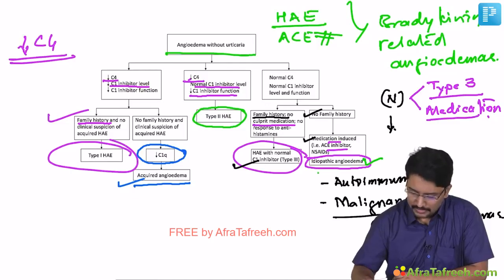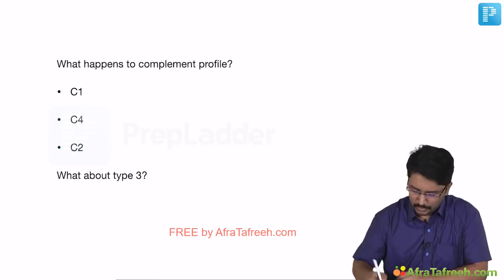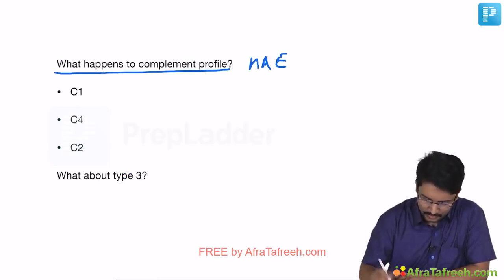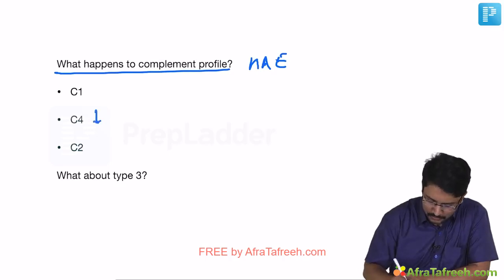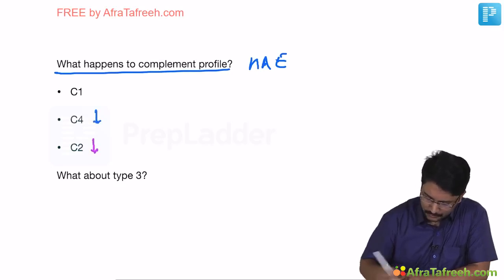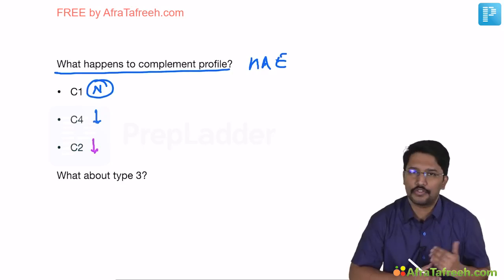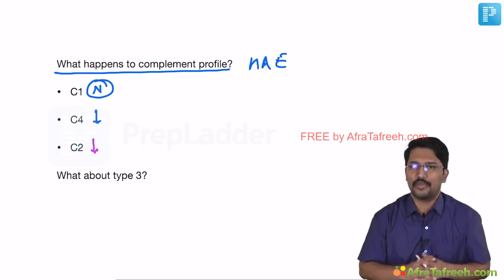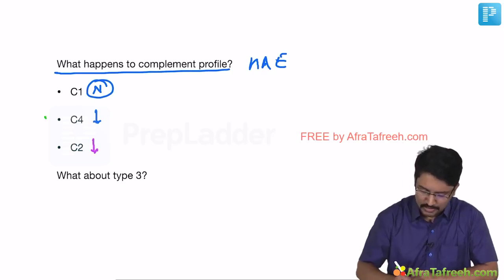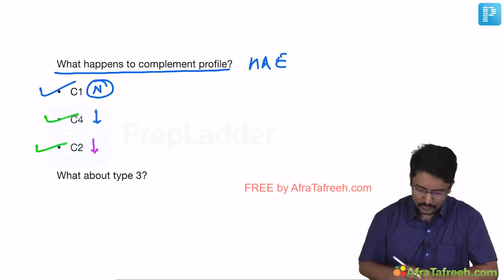After the approach, let us look into a few key points which are important from an entrance perspective. What happens to the complement profile in a patient with hereditary angioedema? C4, as we all know, is reduced. These patients also have reduced C2 but normal C1. So if you face any question which is asking which of the following components of the complement cascade is normal in a patient with hereditary angioedema, the answer shouldn't be C4, shouldn't be C2, and if C1 is an option, it should be the answer.